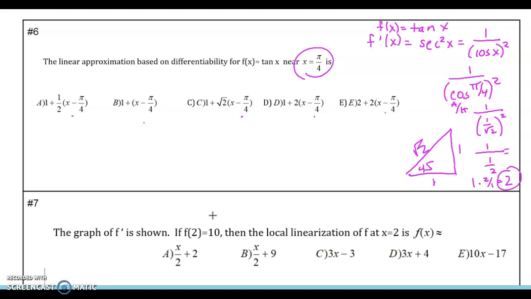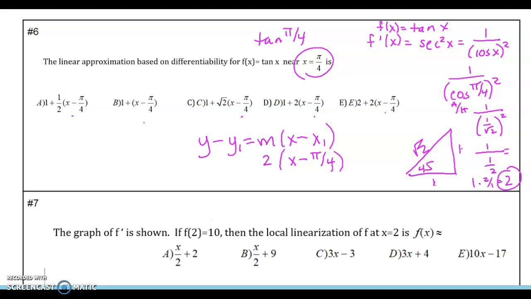That's my tangent slope. So y minus y1 equals m times x minus x1. So our slope is 2, x minus pi over 4. I know I'm going to add y, so I need to find the y value. So the tangent of pi over 4 is the y value. Well, tangent is opposite over adjacent, so 1 over 1 is 1. So I don't see a 2, don't see a 2, don't see a 2. Here we go, D.